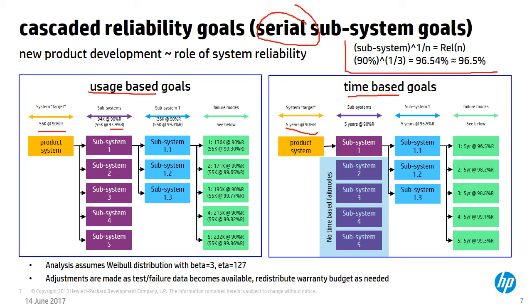Or, if you talk in pages or cycles as the case is, at 90% reliability, you would need to achieve 94,000 cycles. This is just a simple layout of what a cascade reliability goal setup for subsystems would look like.